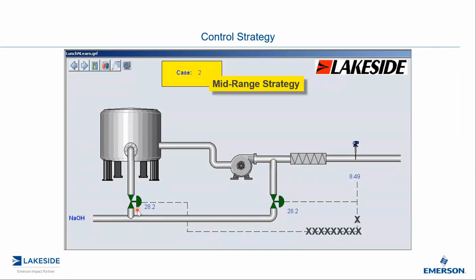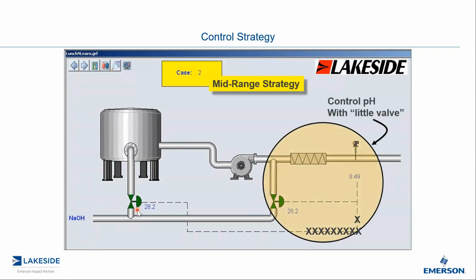Let's say we'll call that one big brother. So what we're going to do is control our pH using the little valve, little brother. Everything's good. We got all the good stuff happening, short time delay, no mixing dynamics. We're all happy. Everything's good, except that little brother sometimes can get into trouble.